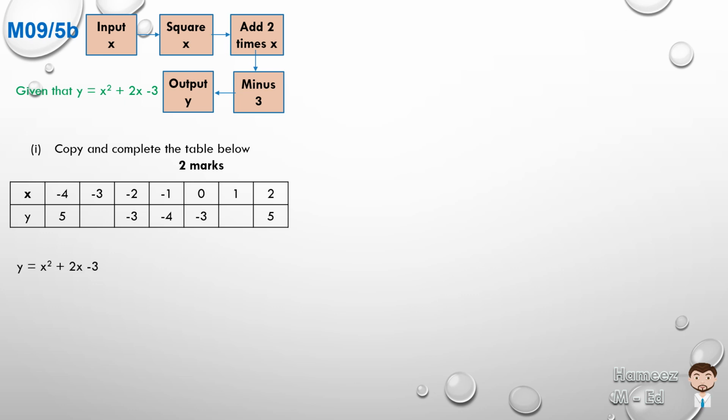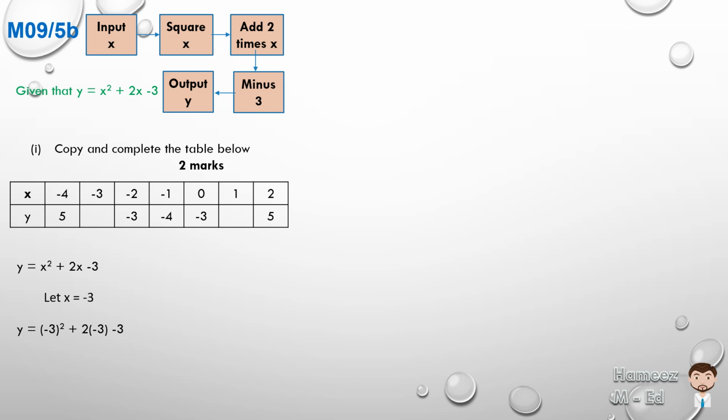Y is equal to x squared plus 2x minus 3. And let x be minus 3. So we're substituting x as minus 3 there. So if we rewrite it, y is equal to minus 3 squared plus 2 times minus 3 minus 3.